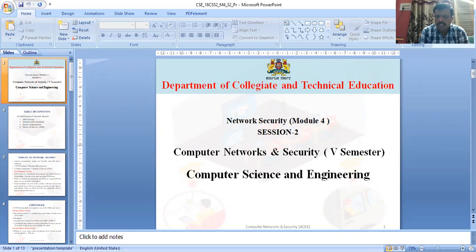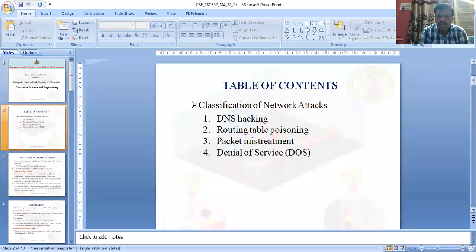Today's class, we're going to discuss the classification of network attacks. One of the classifications includes DNS hacking, domain name system hacking, routing table poisoning, packet mistreatment, and denial of service, which are DoS attacks.